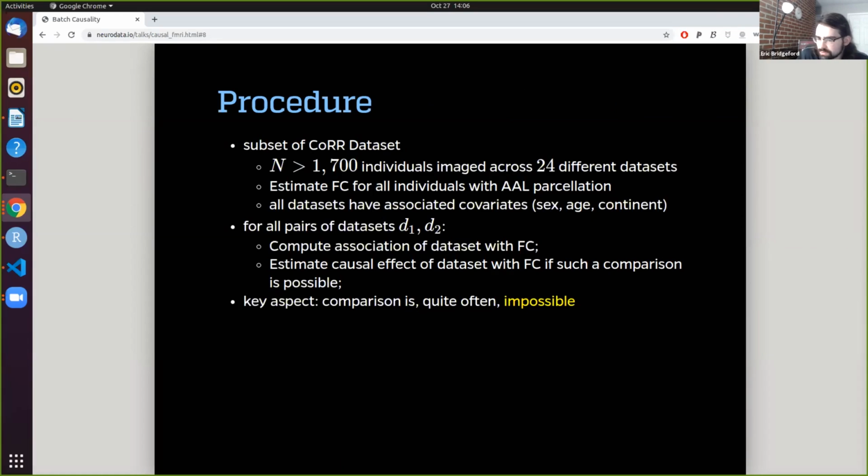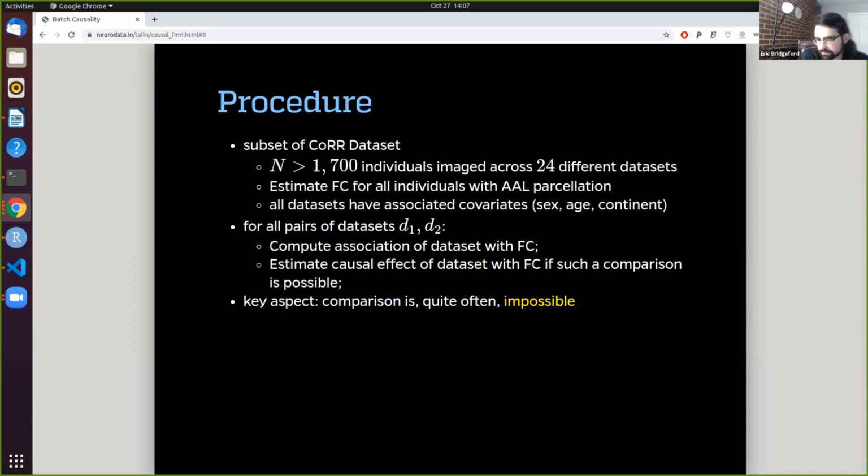For those who aren't familiar, the core metadata set comprises a few thousand individuals measured at a couple dozen sites. And we basically restricted ourselves to the subset of data sets where we had a bunch of phenotypic covariates such as the sex, age, and continent of the individuals who were measured. So we estimated FC using the AAL parcellation. And our procedure was pretty straightforward.